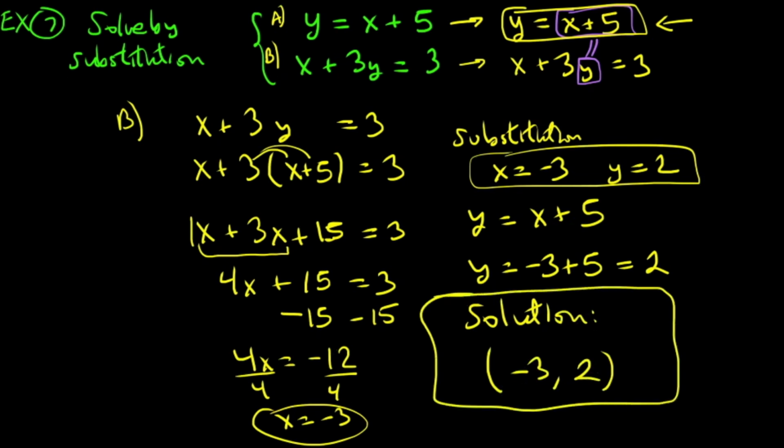Okay, so that's how substitution works. It works very well when one of the equations is already solved for x or y. Right. But if you use the method of addition, you should have gotten the same solution. And again, I'll leave it to you to check. If you plug x equals negative 3 and y equals 2 back into the original equations, they should work, right? You should get something like 2 equals 2 or 3 equals 3 or something like that, right?